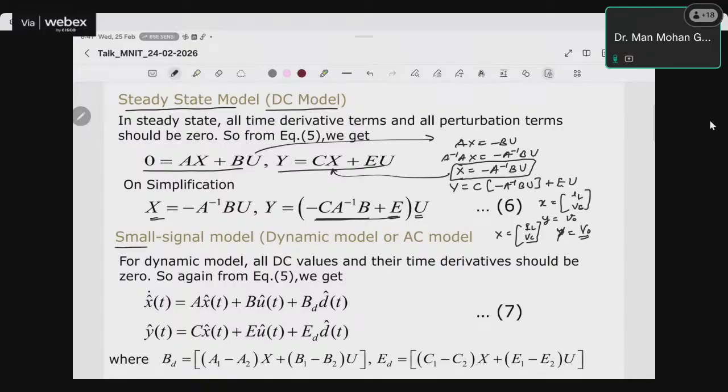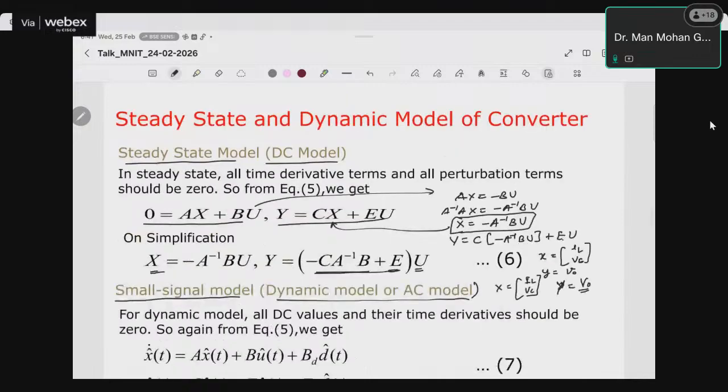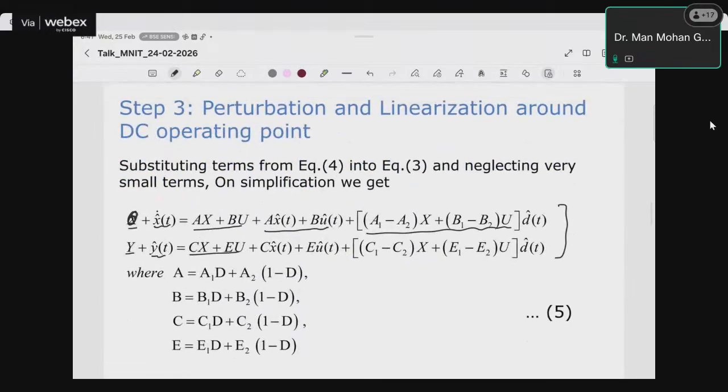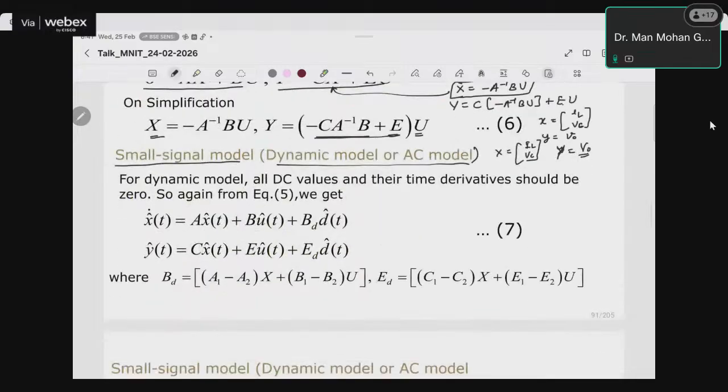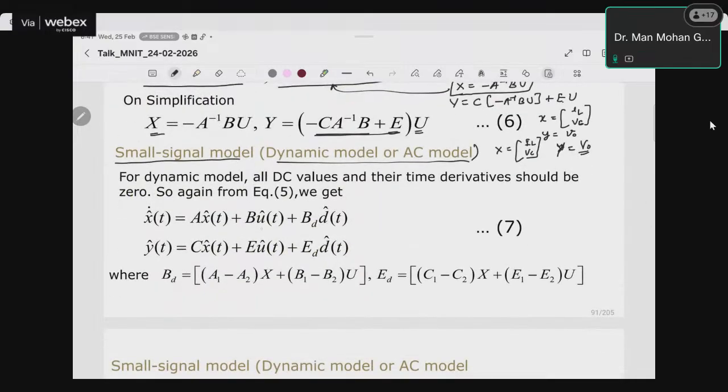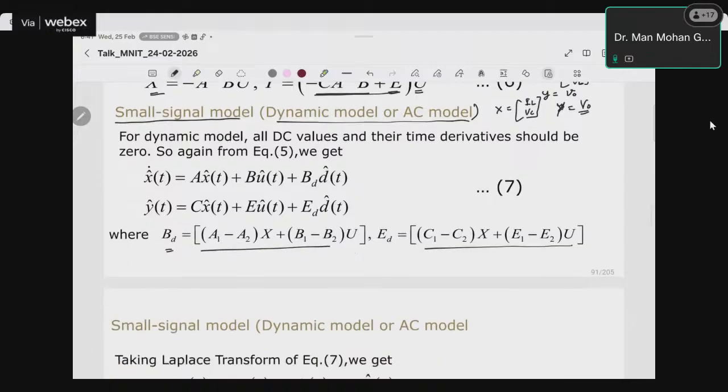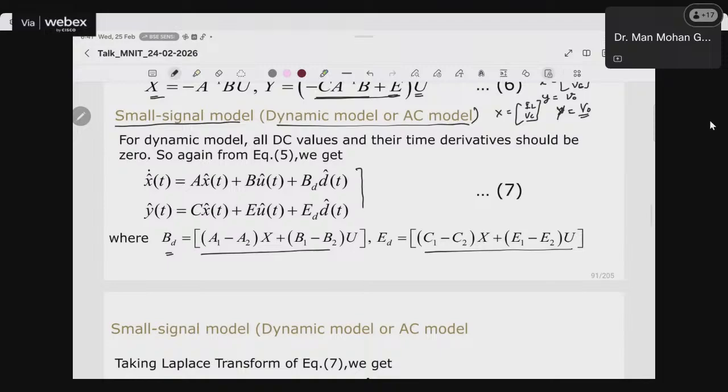Second is the small signal model, dynamic model or AC model. For that purpose, we just equate this x cap dot, the differentiation term, equal to this entire term. So x cap dot t equal to A x cap plus B u cap plus Bd d cap, y t equal to C x cap plus E u cap plus Ed d cap, where Bd is what we have already written. Now this model is a state space model, right?